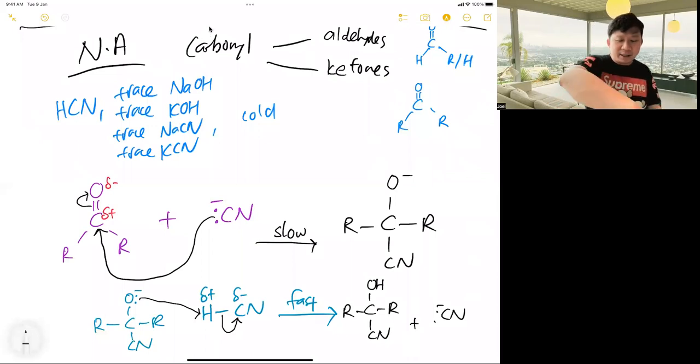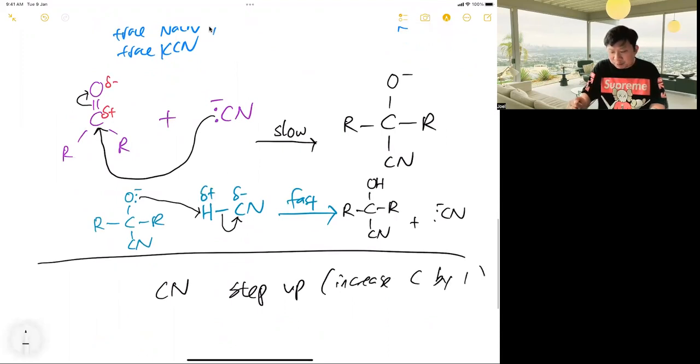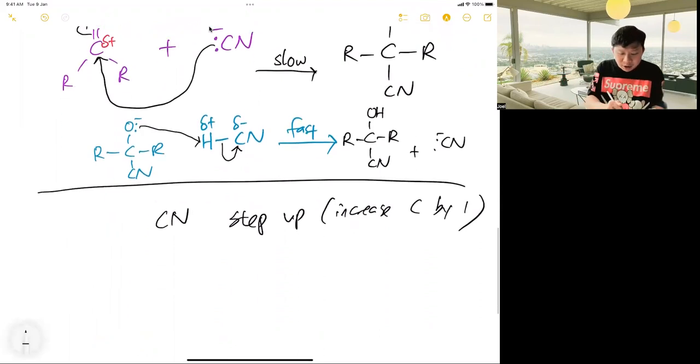So CN, when you involve CN, whether in this chapter or halogen, the problem is a step up. You must know, whenever CN is involved, it's called step up, meaning increase carbon by 1. But the problem is, how do you know whether to step up using carbonyl or halogen? Because I can step up using this thing that we just learned versus my previous chapter.